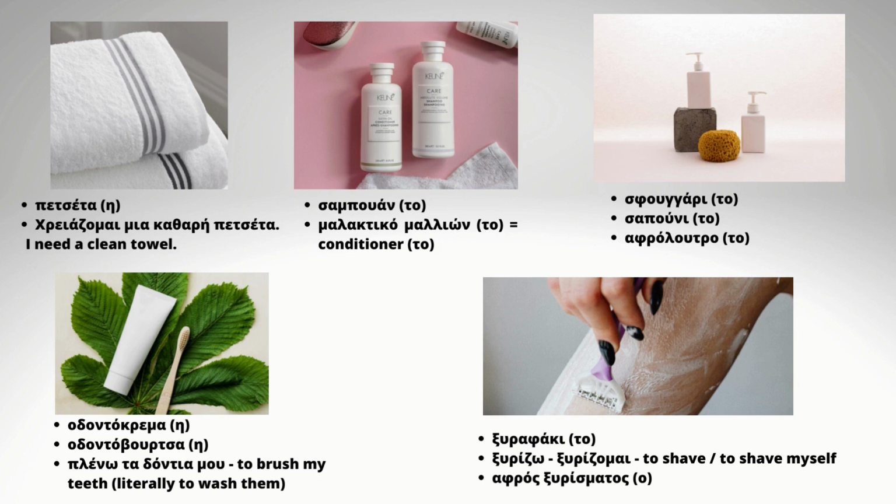And the material that we usually use to shave ourselves is called afros ξυρίσματος. And it's a masculine gender. Αφρός ξυρίσματος. It's a masculine gender because the word afros ends with omicron sigma. This is the usual ending for masculine nouns. Afros ξυρίσματος.